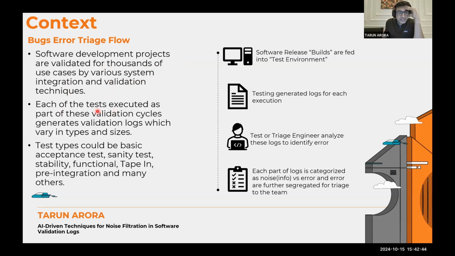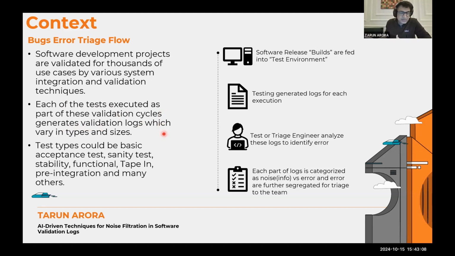Now, obviously, each of these tests executed as a part of the validation cycle generates validation logs. Now, these validation logs are of different types and different sizes, right? Some could be just maybe 10 KB or 10 lines of code. Some could be thousands of lines of code and so on. It depends upon the execution use case, the test case, environment, and many other factors.